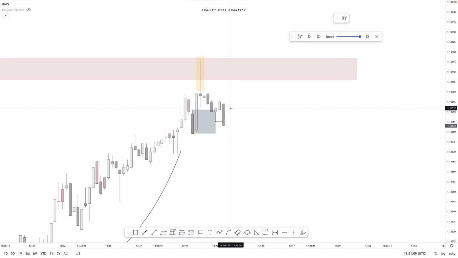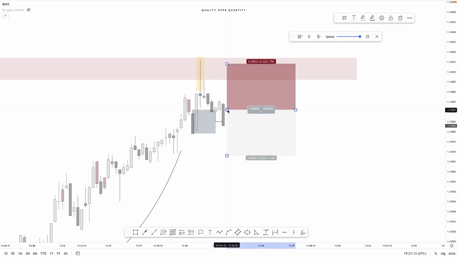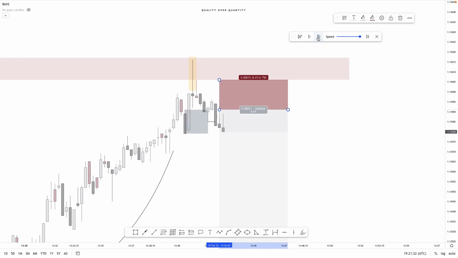And so I'm happy to execute, anticipating that this will be a flip. I'm happy to execute when price comes back to this level. I use a 1.5 pip stop, so that's it. I'm happy to execute right here. So price comes in, taps me in.